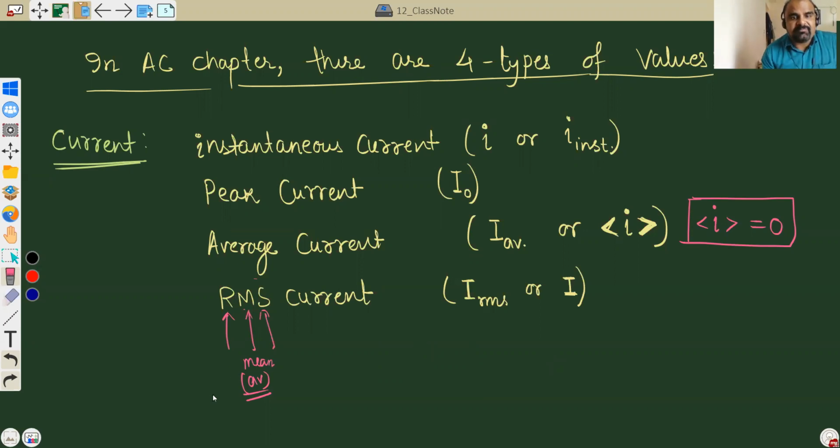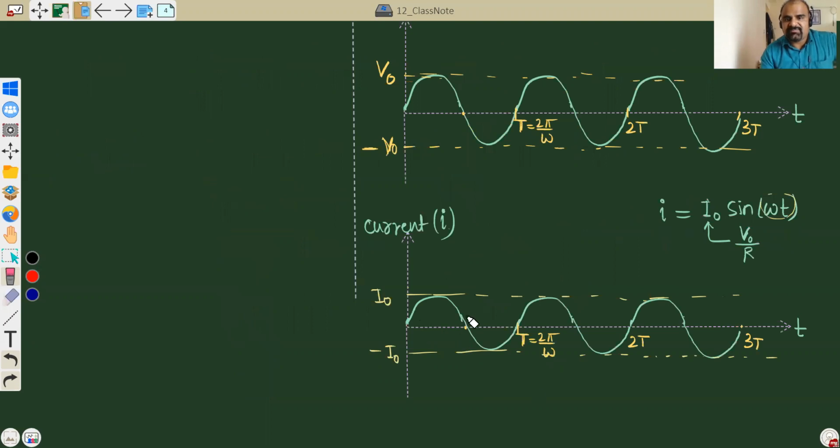Why was the average coming out to be zero in this function? Because if you find the average up till this point, which is one time period, for half of the time, current was positive. For the other half, current is negative. And when you add the positive with the negative, the result is zero. But if you square it, then this positive will remain positive, but this negative will also become positive now, because you are squaring it. And now if you find the average, it will not be zero because both are positives.